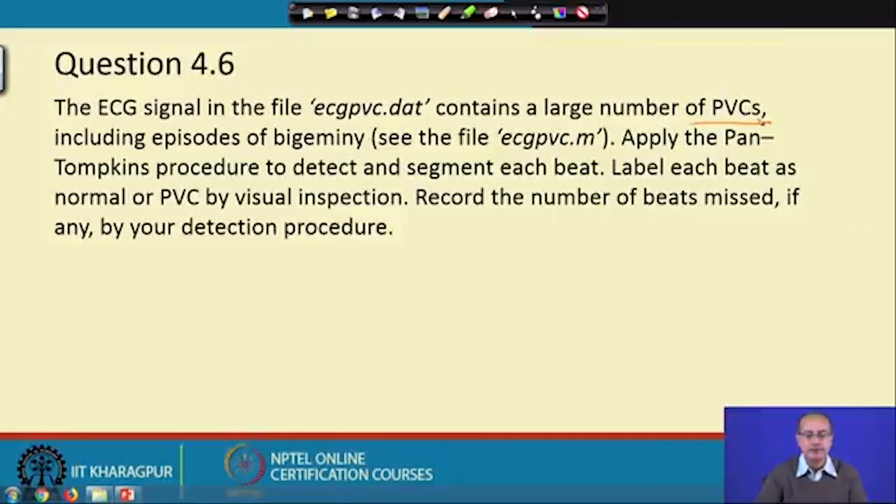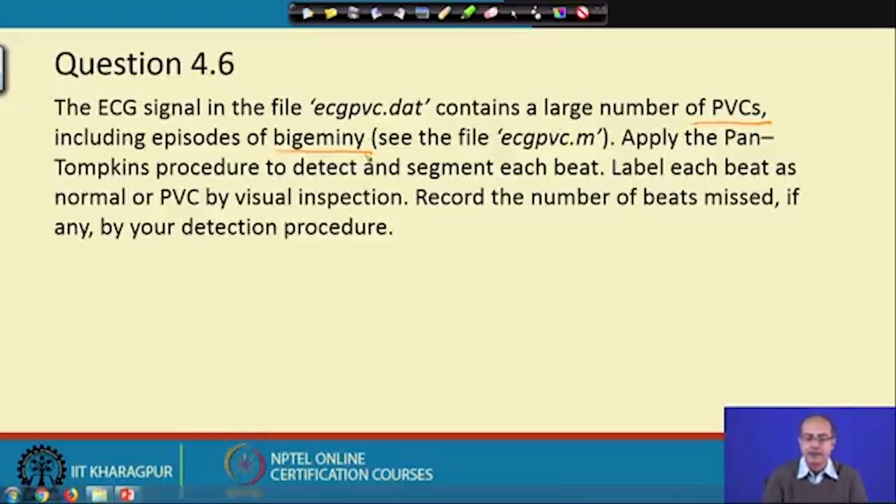Now we will start the sixth assignment of tutorial 4. Here we are given an ECG signal having a lot of PVCs, and the PVCs include episodes of bigeminy. What we mean by that is we have alternate cycles, one cycle is big, one cycle is small. And why is that happening? It is happening because of premature ventricular contraction, or PVC, which gives rise to ectopic beats. So we are given such a signal with lots of ectopic beats, which are actually PVCs.